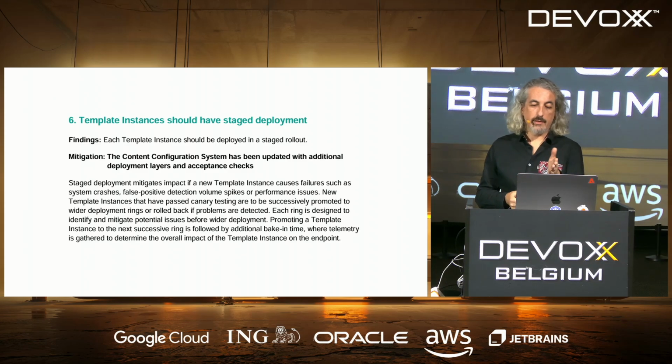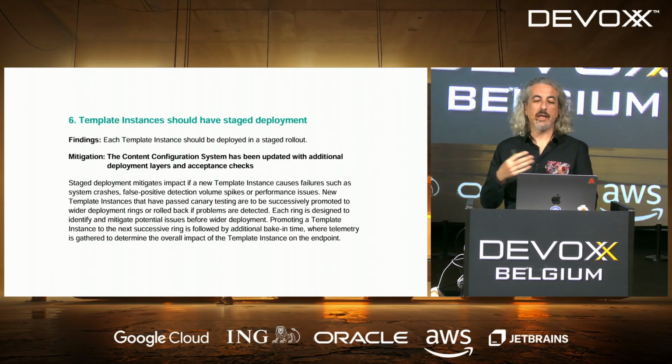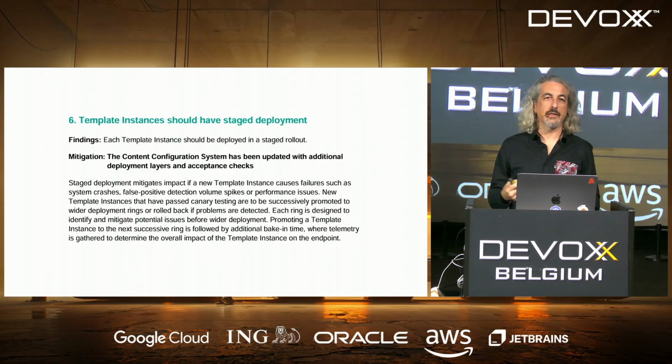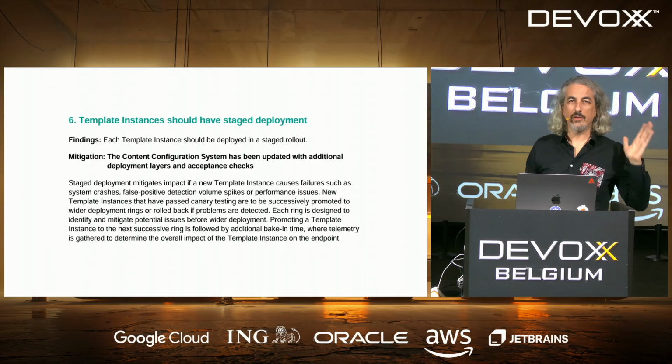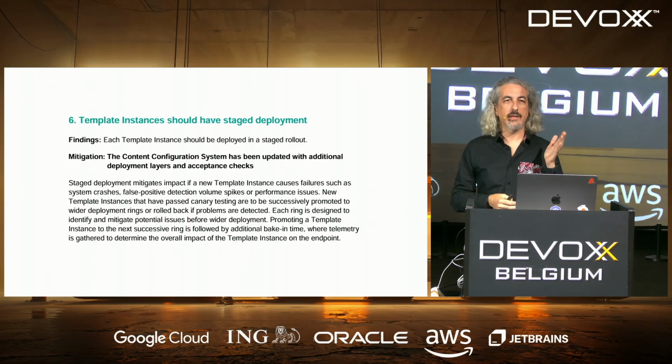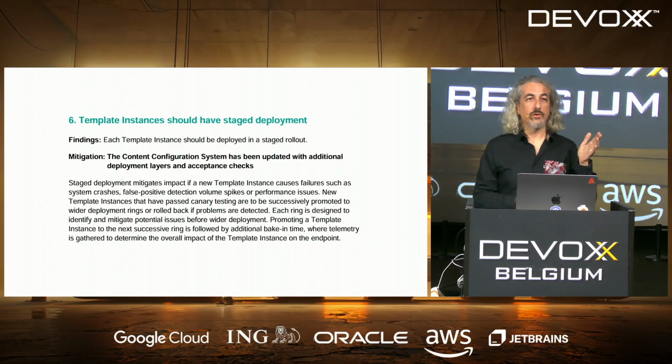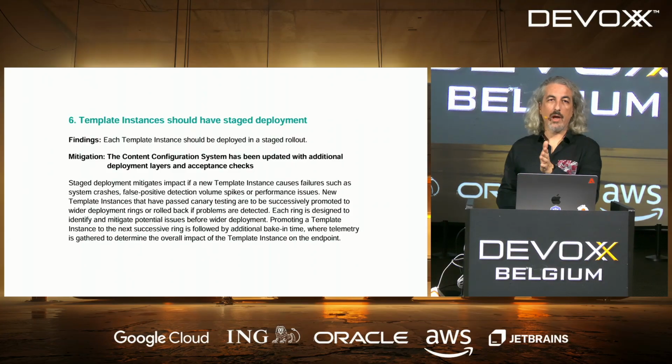They also allow for baking time between these different deployments to the rings to gather metrics and telemetry, and observe the impact of these changes before continuing the rollout. So you don't deploy to all your users at once, as they learned the hard way. You deploy in these waves or rings.